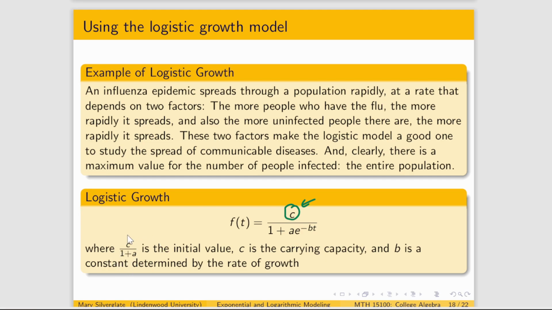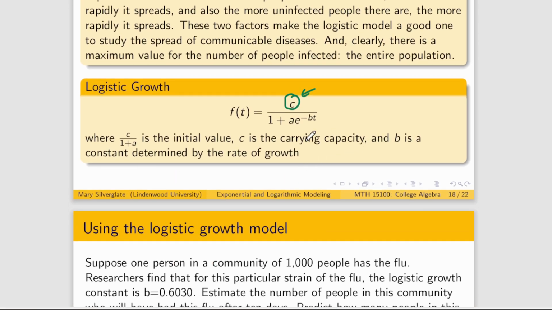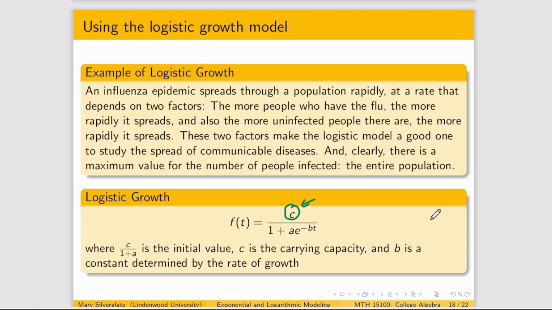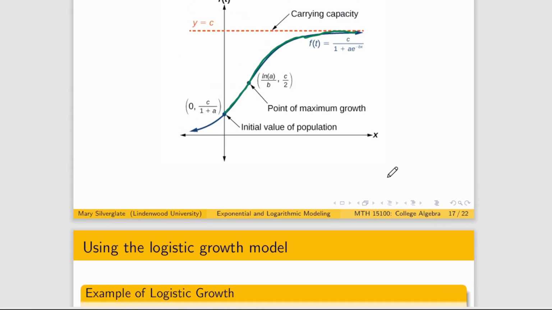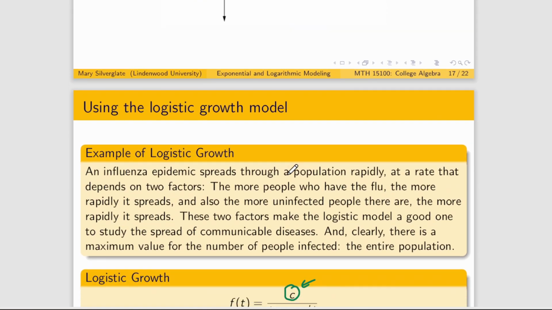We have a different formula for the initial value. If you ever want to take an epidemiology class to figure out why that's the initial value, there is a mathematical proof behind it. It's just not what the focus of this course is. And then we also have a constant that determines what the rate of growth is. Again, this is what epidemiologists do. People who study the growth of diseases use this logistic growth model a lot because it's much more realistic to how things grow in a population, because it has this idea of a carrying capacity.